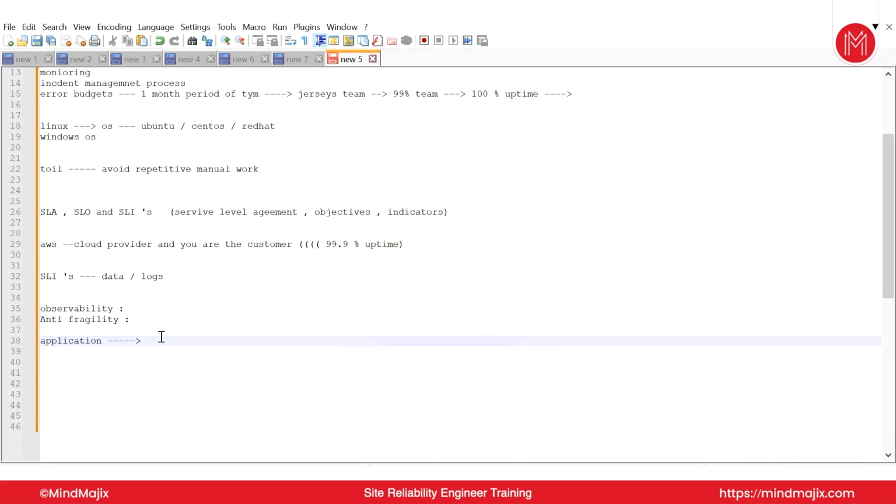Yeah, that's what we are discussing. Actually, this SRE, because Google guys have a large amount of servers, they brought this concept of SRE in order to maintain the high scalability and the reliability of the system.